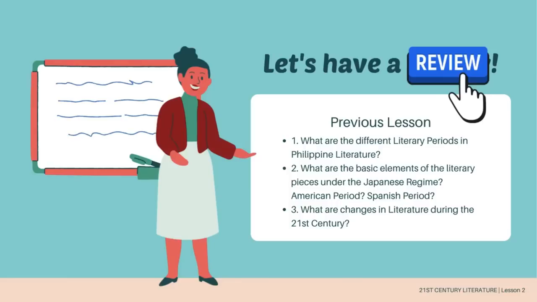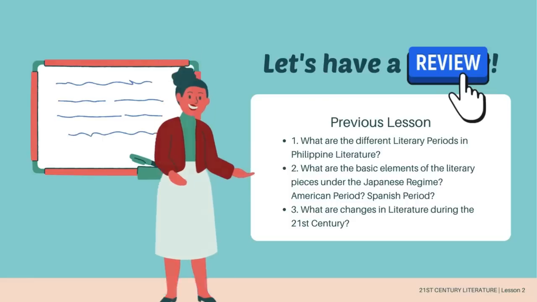Excellent! What are the basic elements of the literary pieces under the Japanese regime? How about on American period? And how about on the Spanish period? Great! Number 3. What are changes in literature during the 21st century? Nice! I think you are ready for Lesson 2.